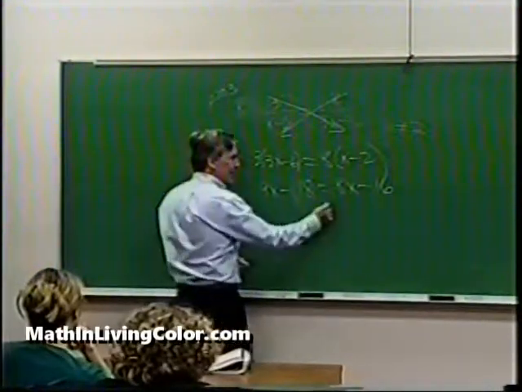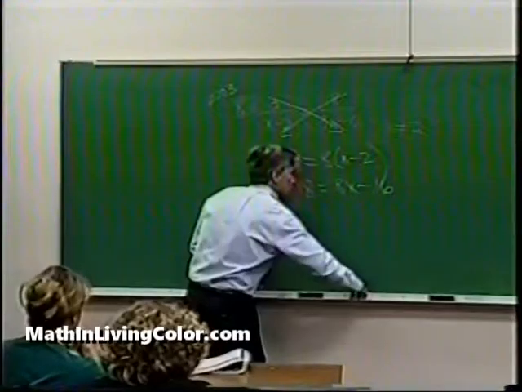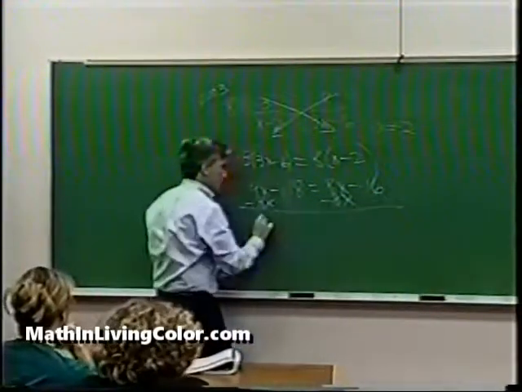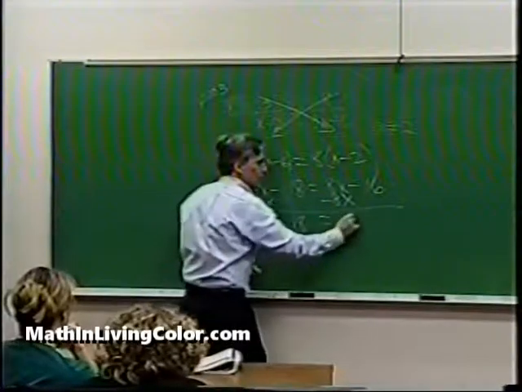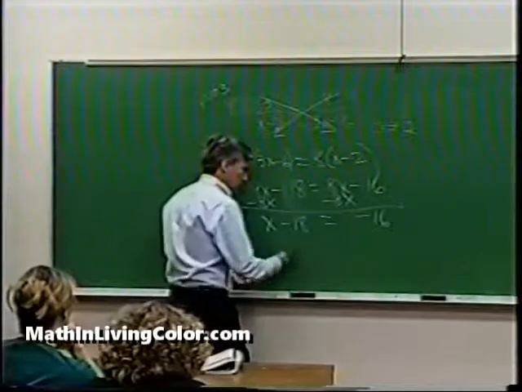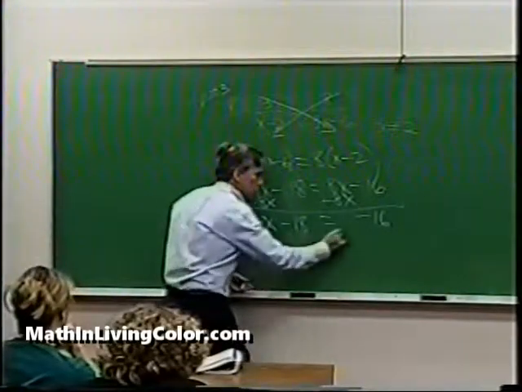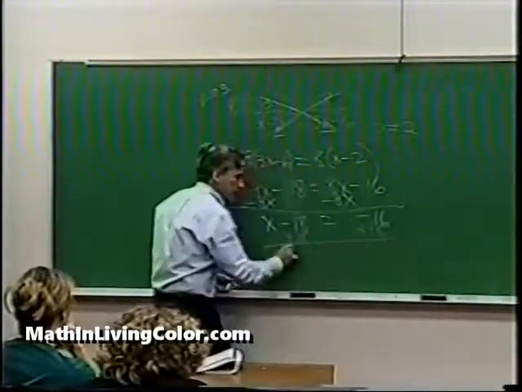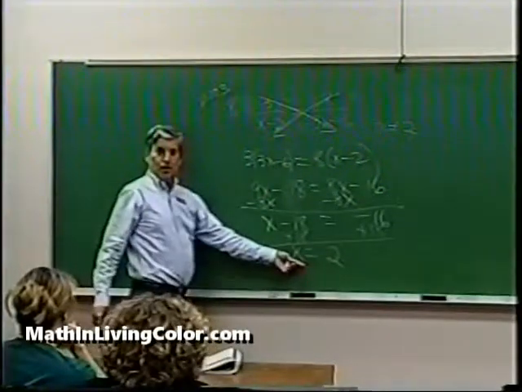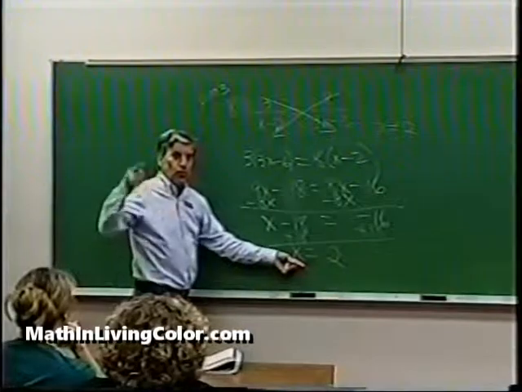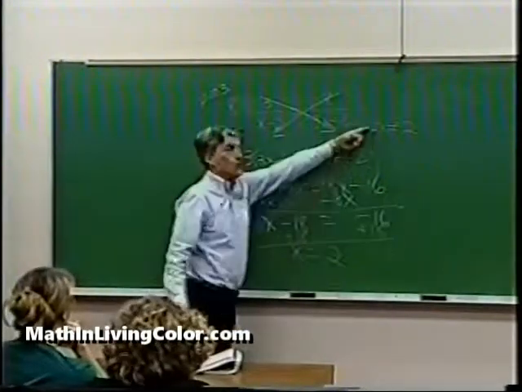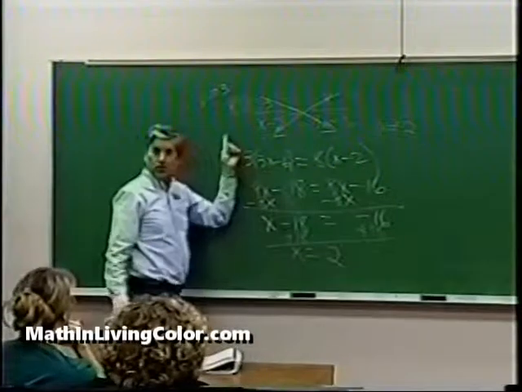Let's do negative 8x to both sides. Negative 8x to both sides would give you x minus 18 equals negative 16. And then what? Plus 18 to both sides. And what do we get? X equals 2. Do you hear sirens? Whoop, whoop, whoop. Can't have x equals 2 because it makes a denominator 0.